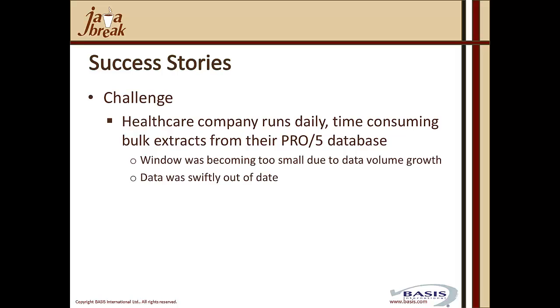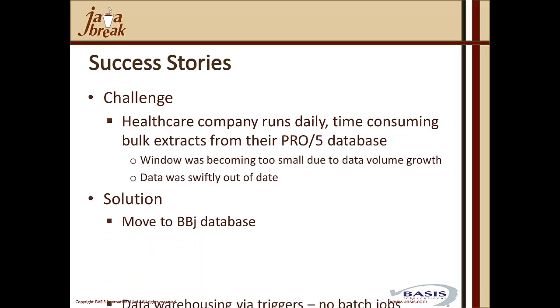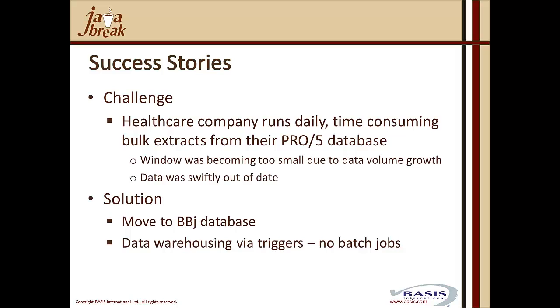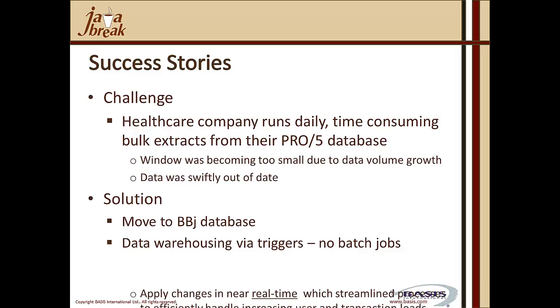Data was also swiftly out of date. 24 hours can be significant if you're looking at claim processing and doing inquiries on an operational data store, which is 24 hours behind the production database. So the solution was to move to the BBJ database. This allowed them to feed their data warehouse via triggers, so there were no batch jobs involved.